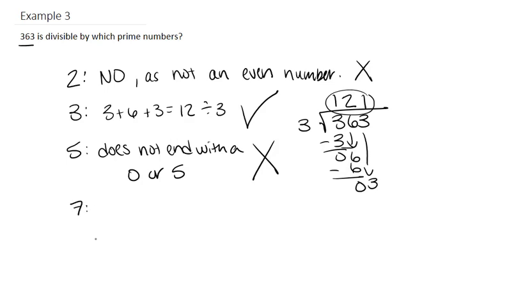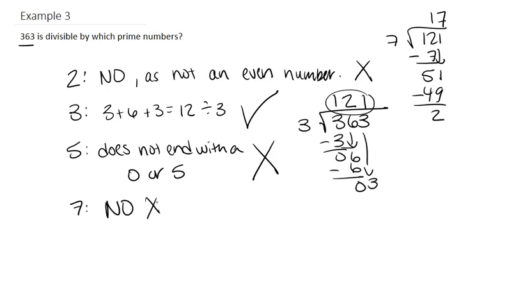Next is 7. So we're going to have to go 121 divided by 7. 7 goes into 12 one time. 7 times 1 is 7. Subtract, we get 5. Bring down the 1 then. 7 goes into 51 7 times, which is 49. Then we're left with 2. So this is also no.